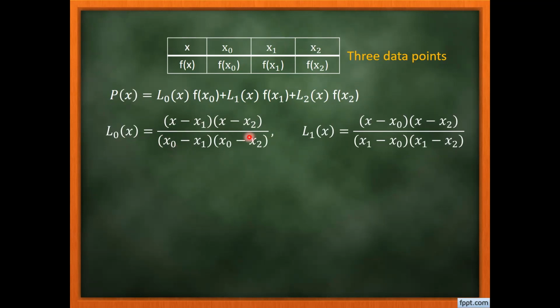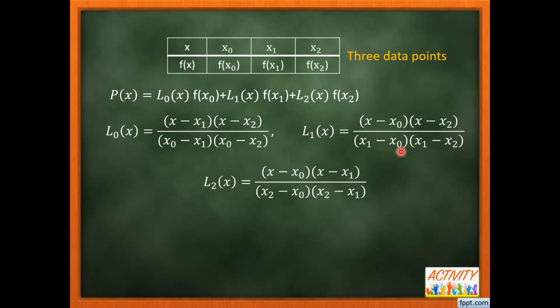It is the same with L1. We want to make sure that the L1 numerator is 0 at x0 and x2. So we took the factors with x0 and x2 to follow the same pattern, and to make sure that L1 has a value of 1 at x1, we took the same terms in the denominator, so that at x1 the numerator and denominator cancel out. The same thing goes for L2 of x.